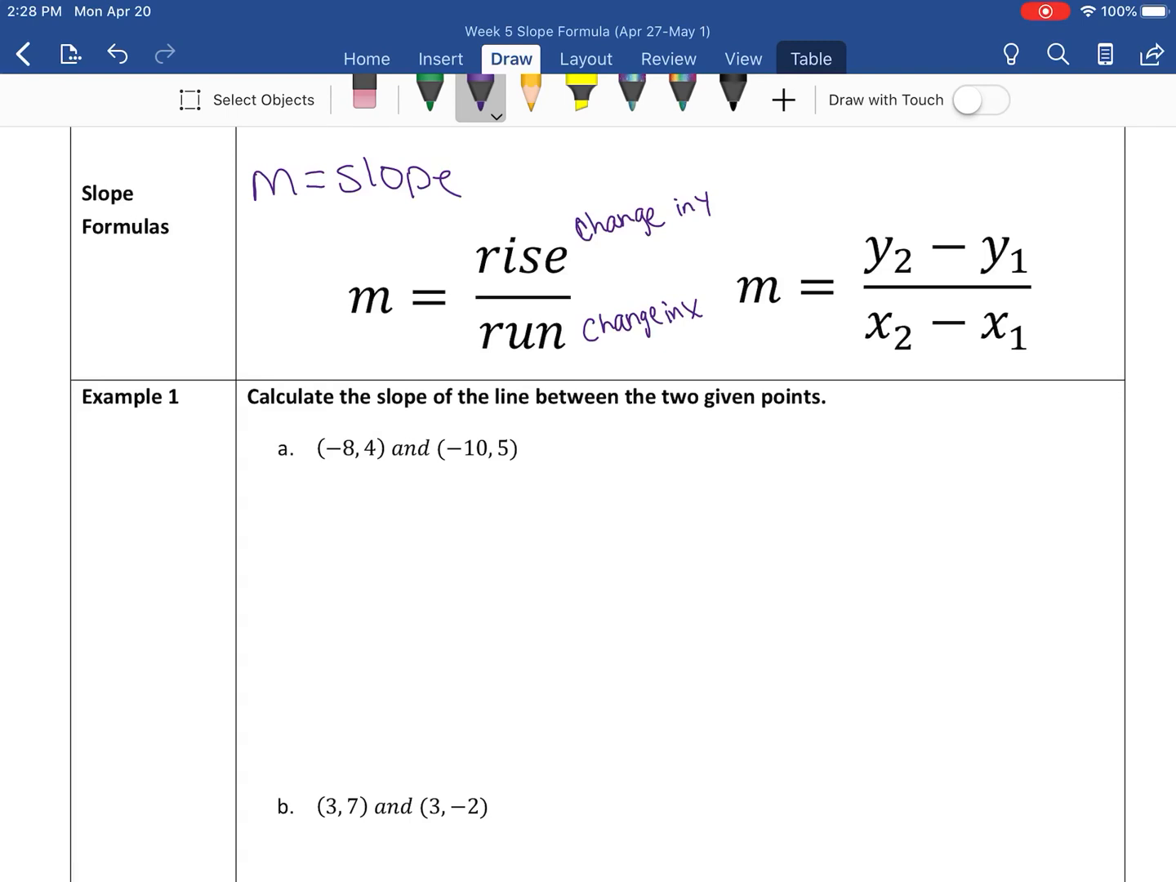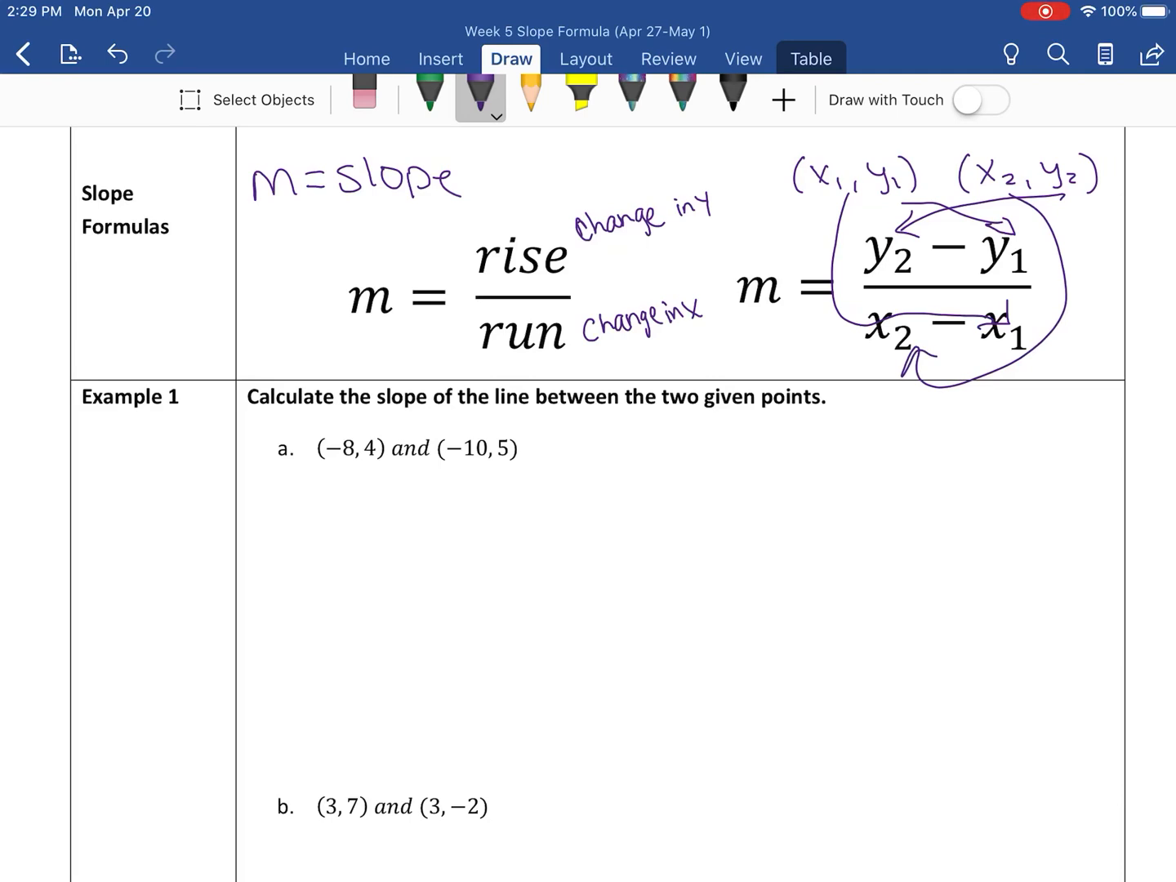And what that means is that if you were given 2 points, so some point x1, y1, and some point x2, y2, you would be able to find the slope using this m equals y2 minus y1 divided by x2 minus x1 just by plugging in the numbers into their correct spots. My y1, my y2, my x1, and my x2. So we're going to practice using these.